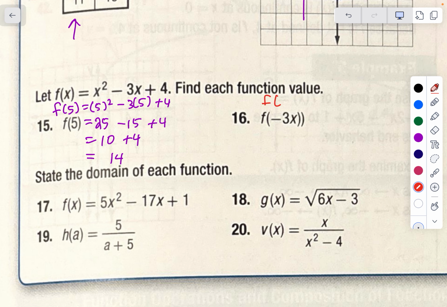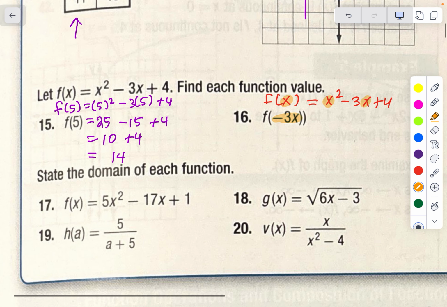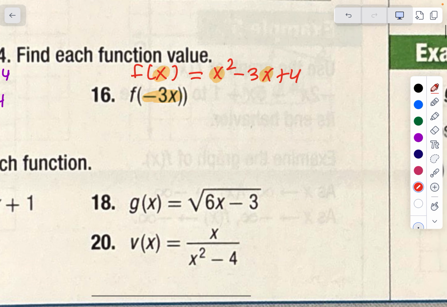I'm going to write the original here above, so that right below it I can plug that in. I think it's sometimes a really nice idea to have the original written and then have immediately underneath it what you're plugging in. So we're replacing all of our x's with negative 3x. That's our new input. We're going to input it and then see what happens. When we input it, we get negative 3x squared minus 3 times negative 3x plus 4.